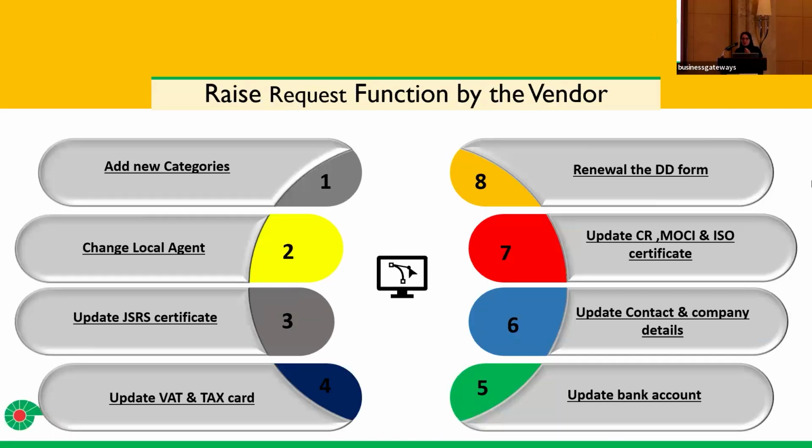This is the request function. Suppliers who already exist in the system can raise a request if they wish to update their details, add a new category, or renew their CRs, JSRS, VAT, tax, and bank details. All those requests are available on the system, and they can go by themselves and make the request on the system.